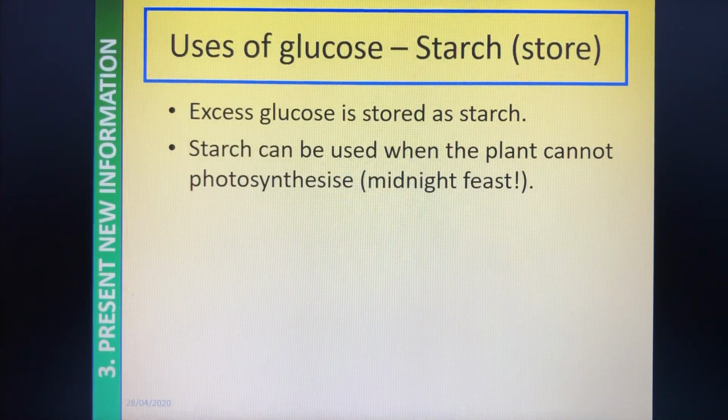Okay, that's us done talking about respiration for now. Like I said, respiration comes up later in the topic as well. Right now we're going to talk about starch.